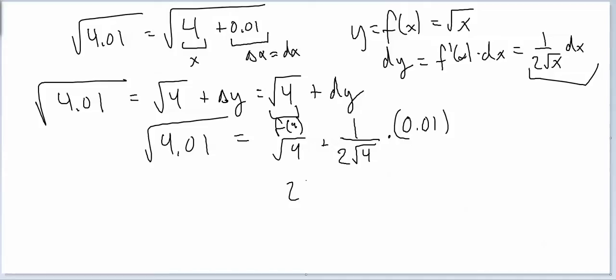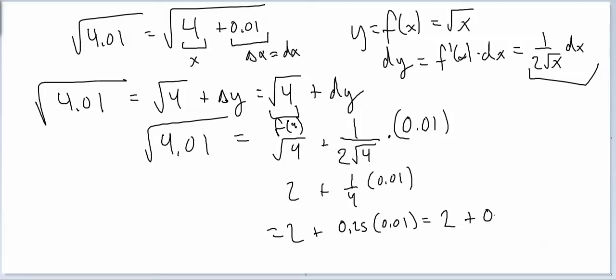Okay? And if I work this out, the root of 4 is a 2. I have a 1/4 here, and I'm multiplying it by 0.01. So this is going to be 2 plus like a 0.25 multiplied by 0.01. And what that does is it moves the decimal point over 2 times. So this is 2 plus 0.0025. And what we could do is approximate the root of 4.01, my bad, and say that that's 2.0025.